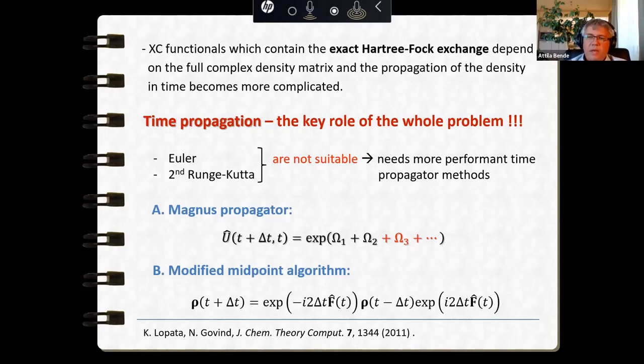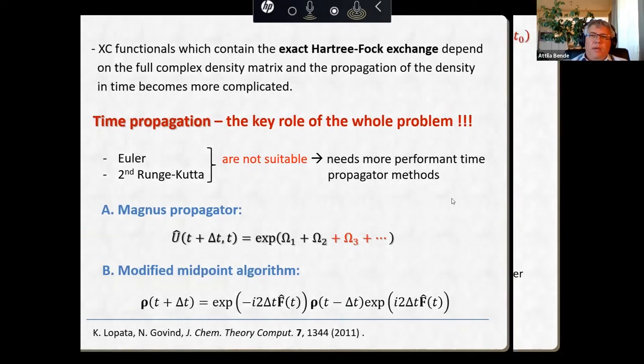And for this reason, we need more performant time propagation methods, where I can mention two of these propagators. One of them is the Magnus propagator. You can see here different orders of the Magnus operator and also the modified midpoint algorithm.